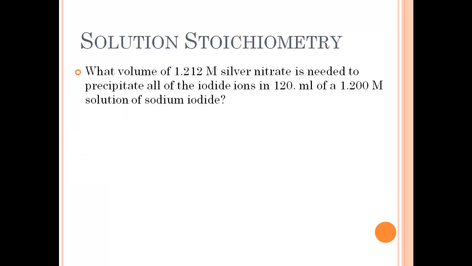Here's another example of a solution stoichiometry problem. What volume of 1.212 molar silver nitrate is needed to precipitate all of the iodine ions in 120 milliliters of a 1.200 molar solution of sodium iodide? So we're adding a few more pieces to these calculations as we go along.